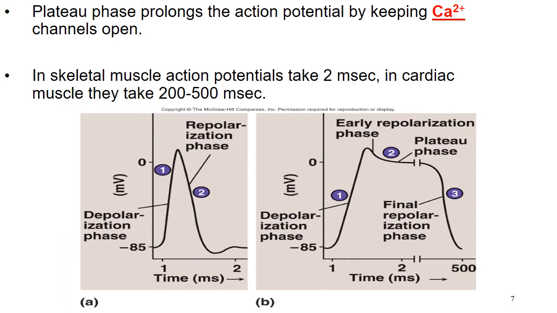In skeletal muscle, action potentials take 2 milliseconds. That is extremely fast. In cardiac muscle, it is much slower, almost 100 times slower, 200 to 500 milliseconds.